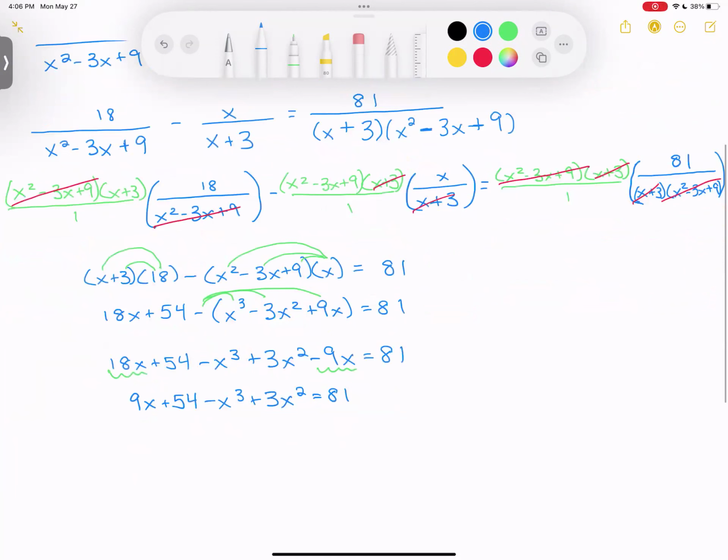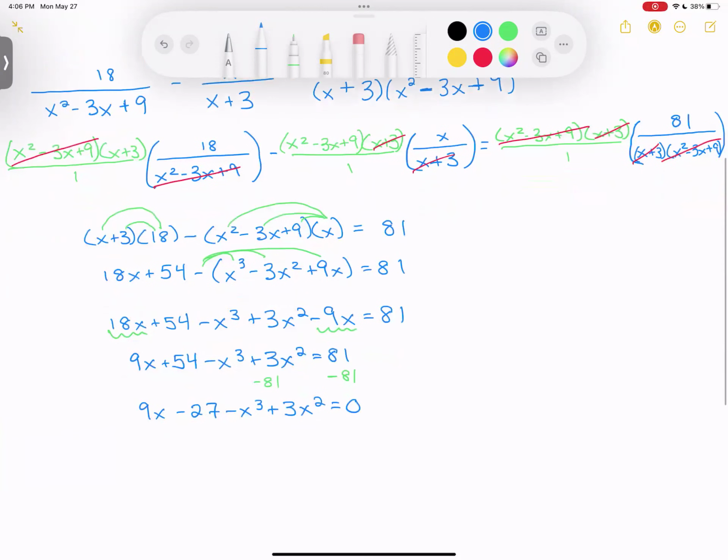Okay, now I'm going to move that 81 over so that I set this equation equal to 0 because I want to solve it. And so I've got 54 minus 81, which gives me negative 27. Okay, and so I can't combine anything else. I don't have any other like terms.